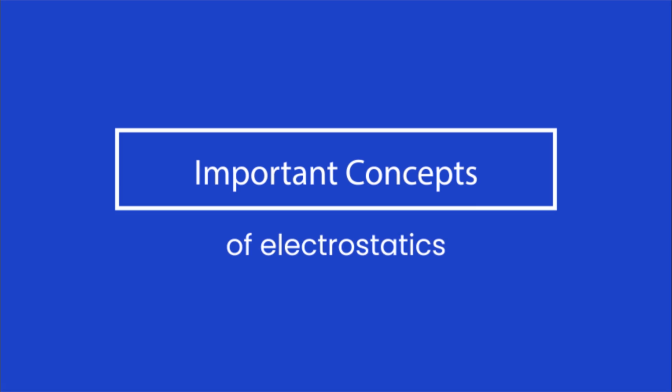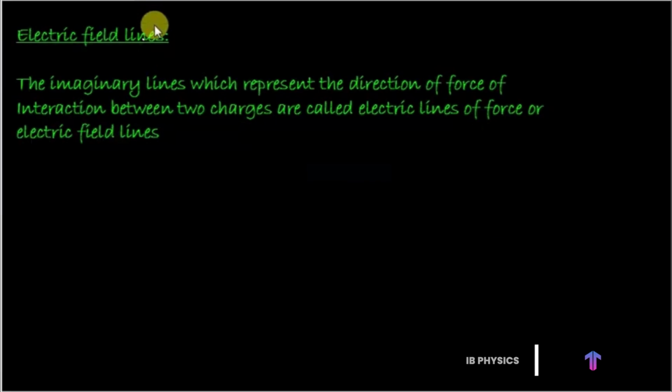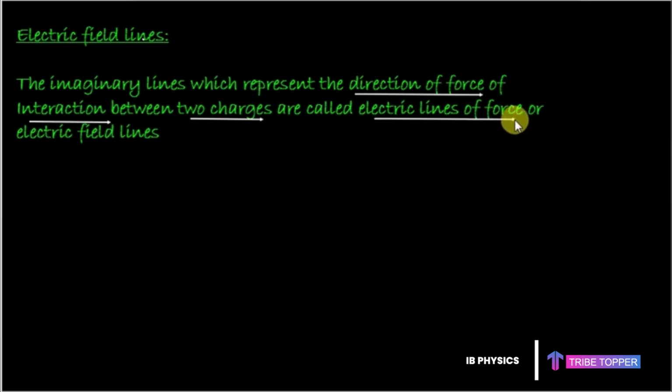This video is on important concepts of electrostatics for grade 12. In this video we are going to discuss electric field lines. The imaginary lines which represent the direction of force of interaction between two charges are called the electric lines of force or electric field lines. This is just a definition for the sake of writing a definition. We have some imaginary lines and we call them the electric field lines.